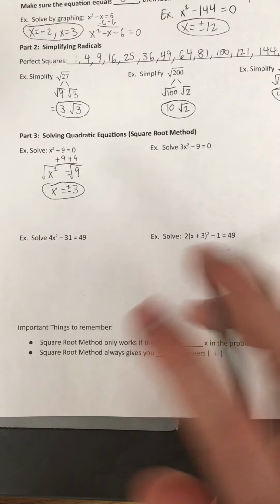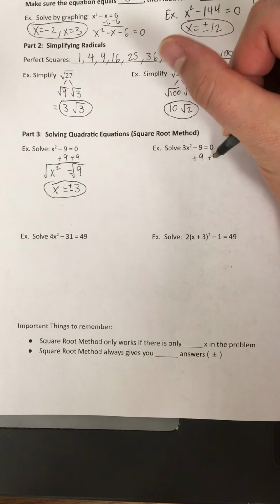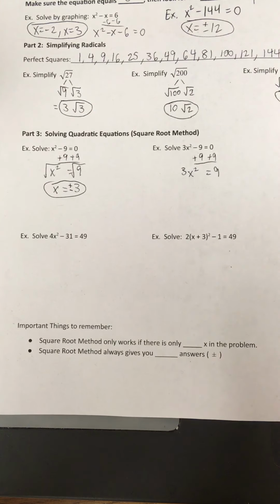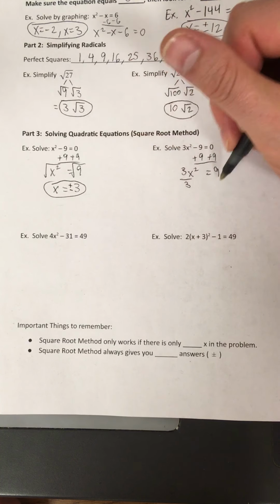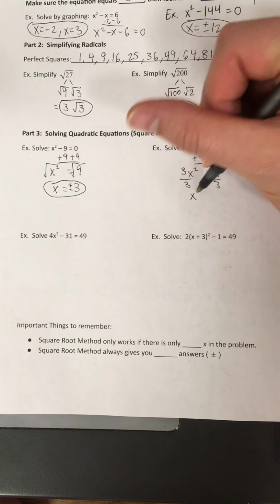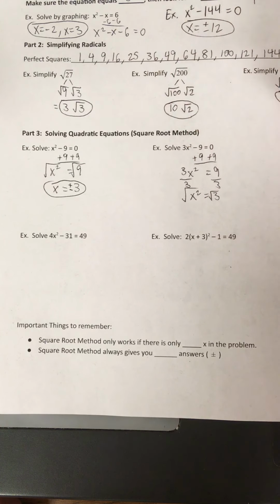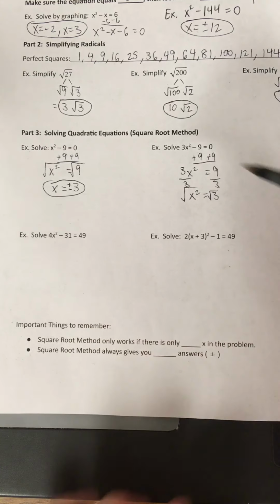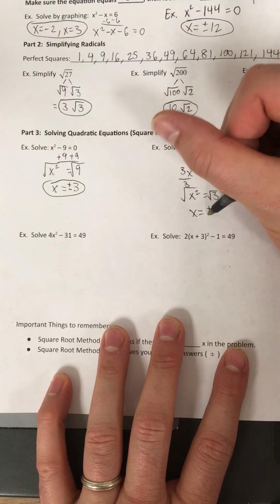All right, so example 2 over here, I want to get x by itself. I would add the 9. Got 3x squared equal to 9. What would you do next to get x by itself? You divide by 3. So x squared equals 3. And then take the square root. Now, is there a square root of 3? No, there is not. And I can't simplify it, so my answer would be x equals plus or minus the square root of 3.